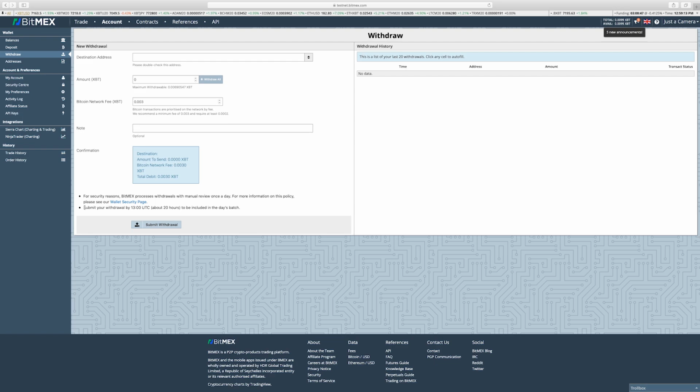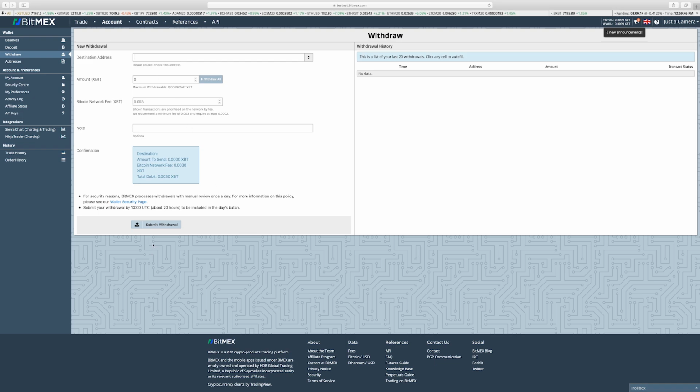And an important thing I want to focus on is: submit your withdrawal by 13 UTC, about 20 hours to be included in the day's batch. So the withdrawal period for this particular exchange is only once a day. Other exchanges have different intervals that the withdrawals are allowed, but again, that's for you to look into and to understand and really get a good grasp of what your exchange parameters are.